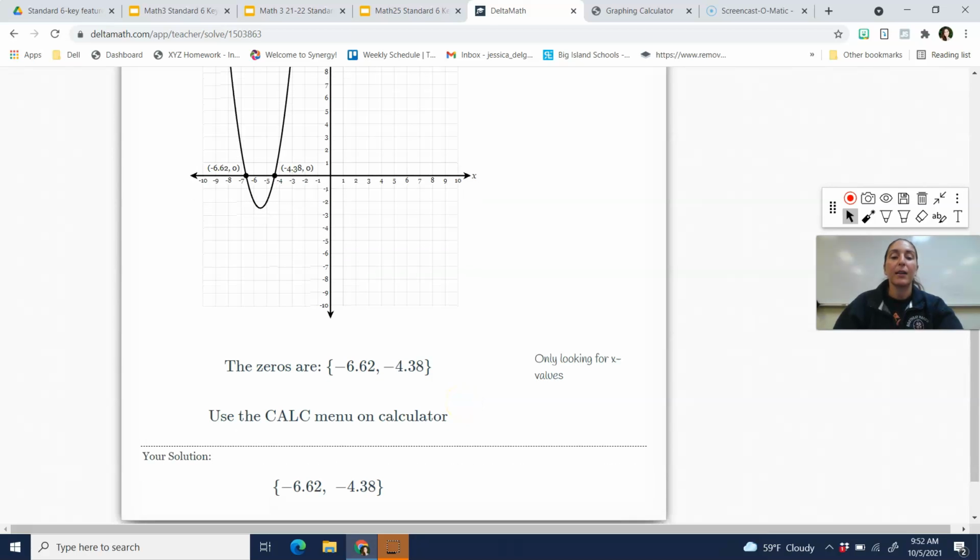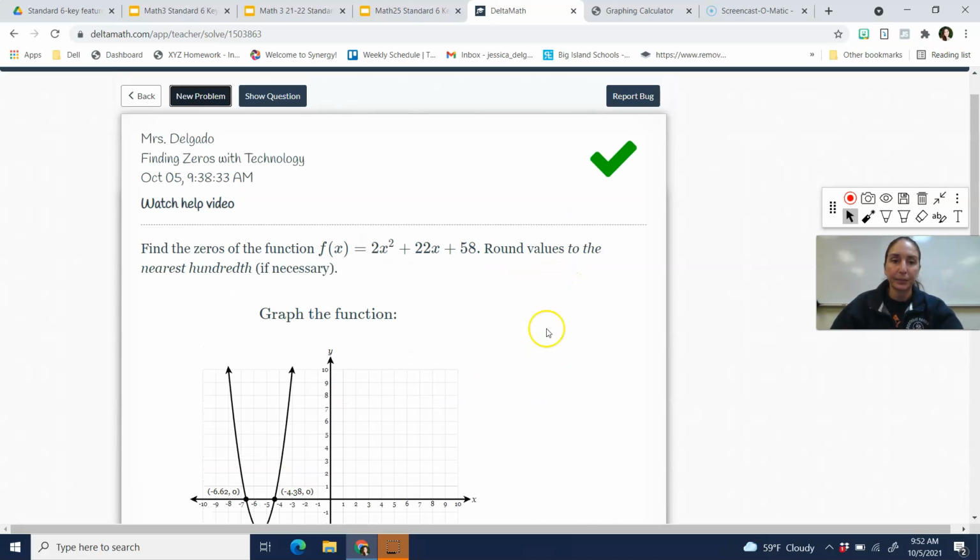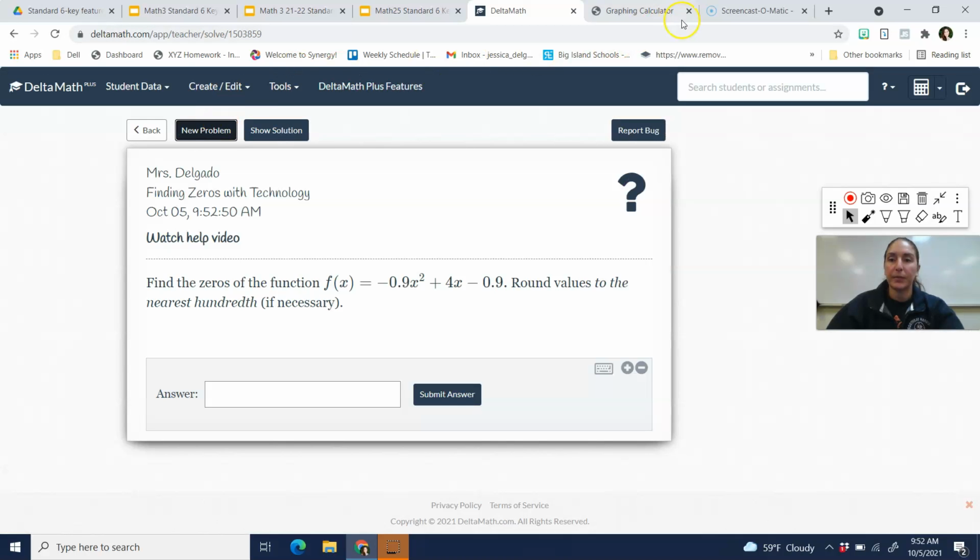So the zeros of that function are -6.62 and -4.38. All right, let's do another example. So let's find the zeros of this guy. This is not only going to work just for these styles of problems. If you ever need to find zeros or solutions to stuff in Deltamath, this graphing calculator can do exactly that. Remember, zeros and solutions are the same thing.